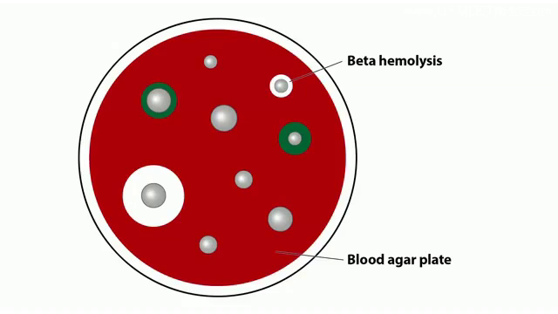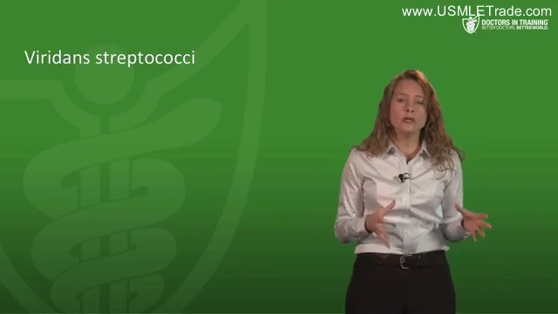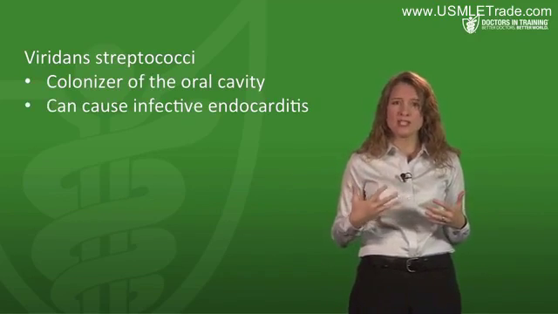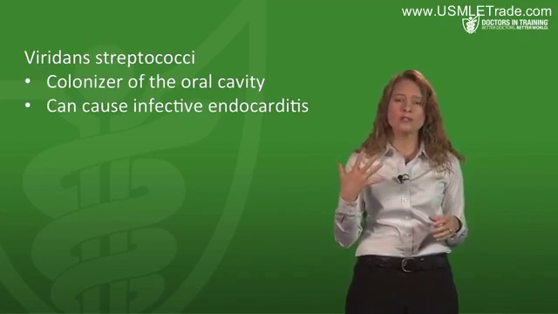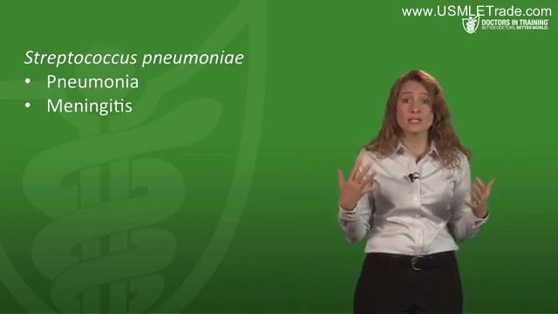Now, if you get partial hemolysis, you'll see a little green circle around the colony, and this is called alpha hemolysis. I want you to think of 2 types of strep when you see alpha hemolysis. One is strep viridans, and the other is strep pneumoniae. Now, viridans actually means green and refers to that green alpha hemolysis that you see in strep viridans. Strep viridans is a colonizer of the oral cavity and can cause infective endocarditis in patients that have poor dentition or after dental procedures. Strep pneumoniae can cause pneumonia and meningitis.